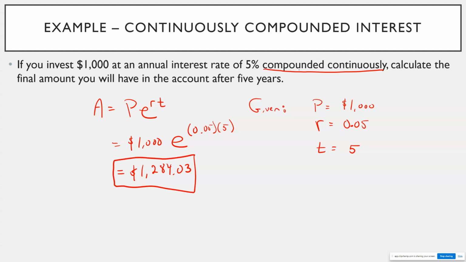All right, so for this quick review, what you're looking for here is continuously compounded, and you're going to use that A is equal to the principal times E raised to the R times T power.